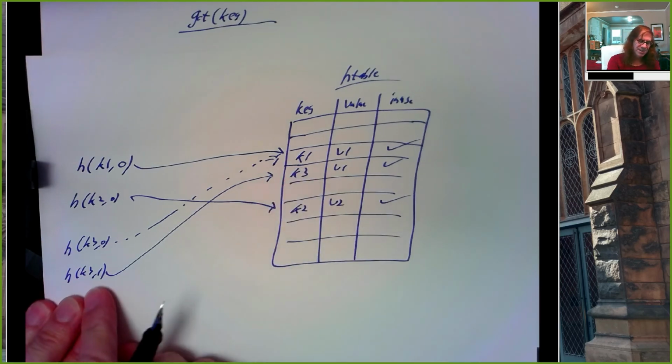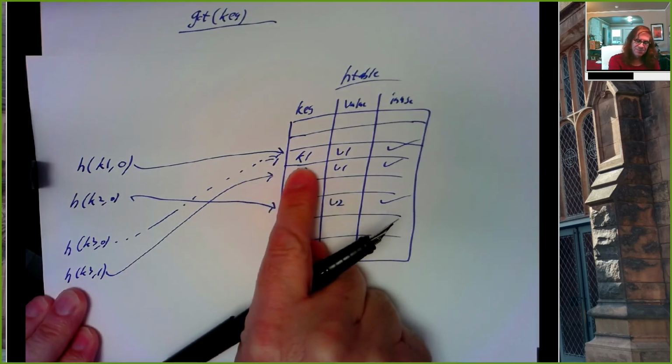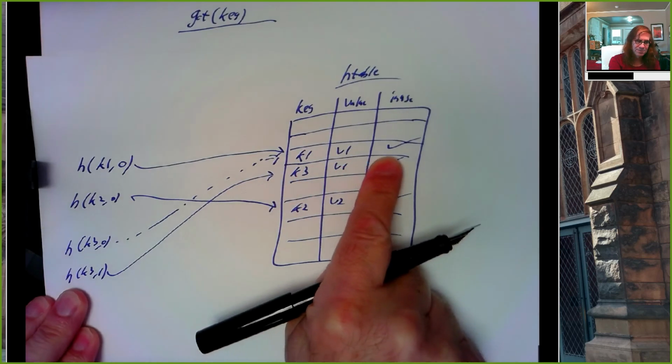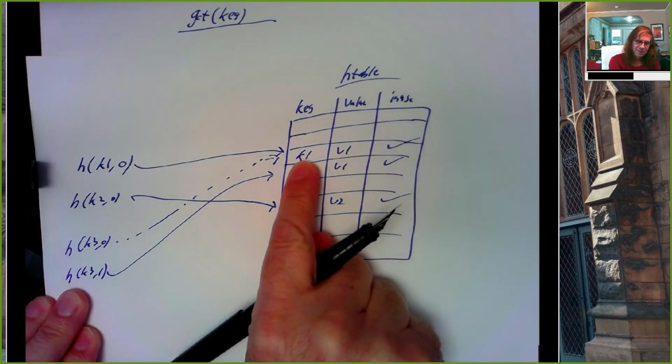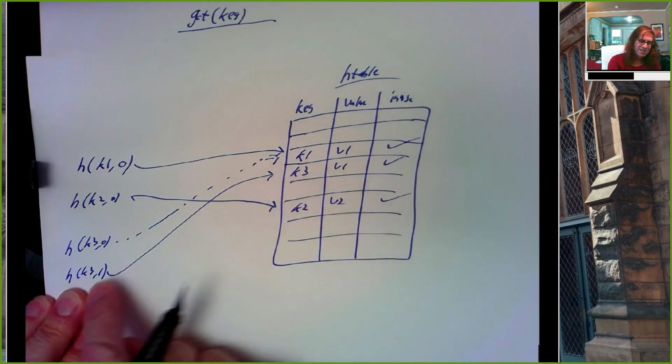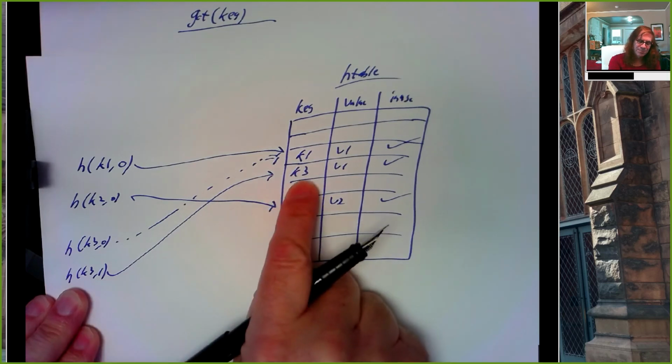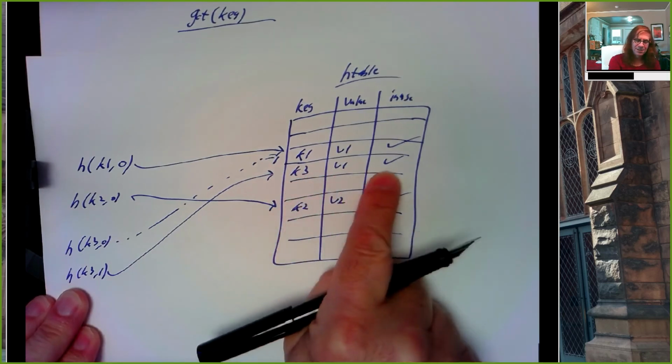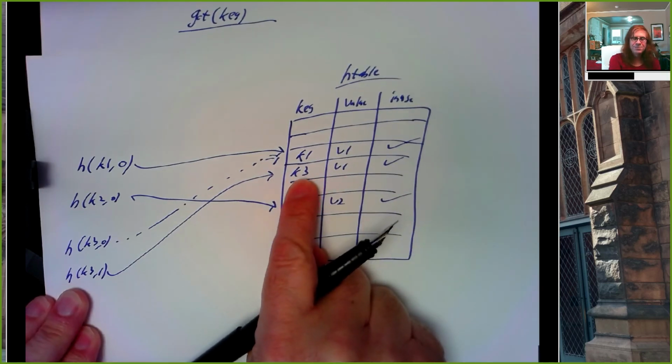So if we were trying to get the value associated with key 3, we would hash key 3. We'd come to this location in the table. We'd say it's in use, but the key is K1. We're not ready to give up yet. We rehash the key with another probe. That brings us to this location. It's in use. We check the key. It matches K3. We're done. We found it.